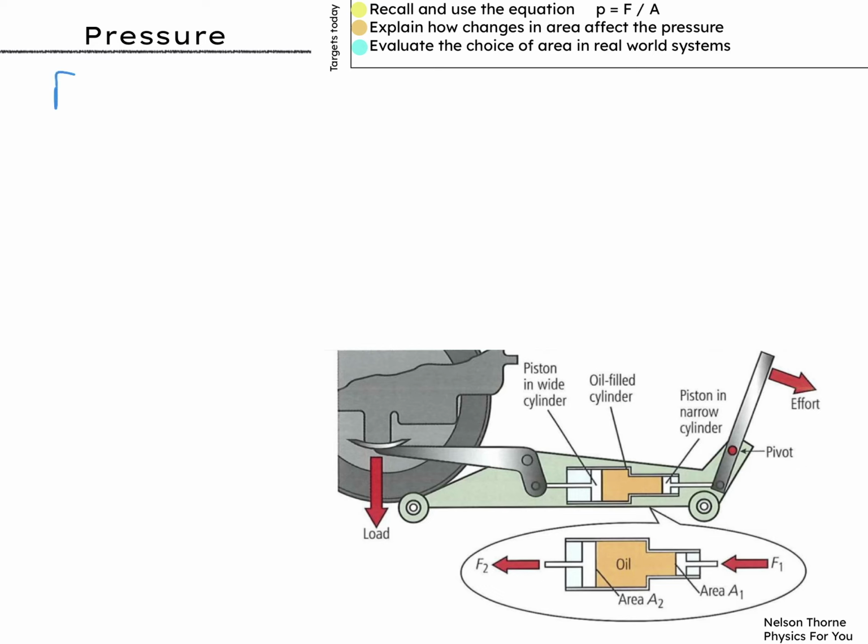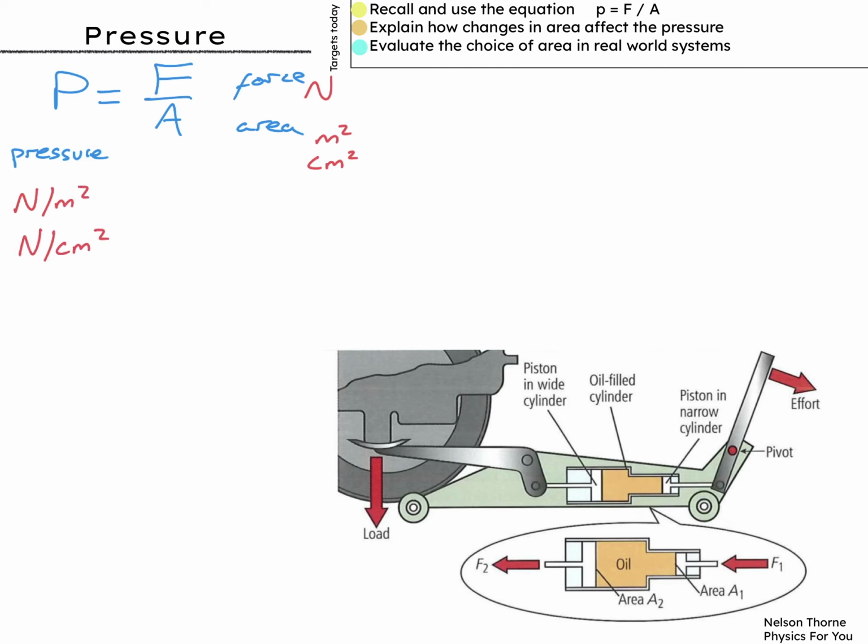The equation for pressure, the defining equation, is P equals F over A. Pressure equals force over area. Force is in newtons, area is in meters squared or centimeters squared. So pressure is in newtons per meter squared or newtons per centimeter squared. It's such an important quantity though that it gets its own special unit, the Pascal, after Blaise Pascal, a French mathematician and physicist who started changing the world as a teenager. Anyway, 1 Pascal equals 1 Newton per meter squared.